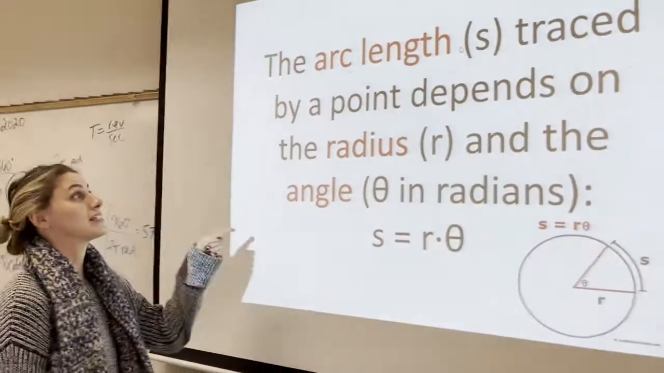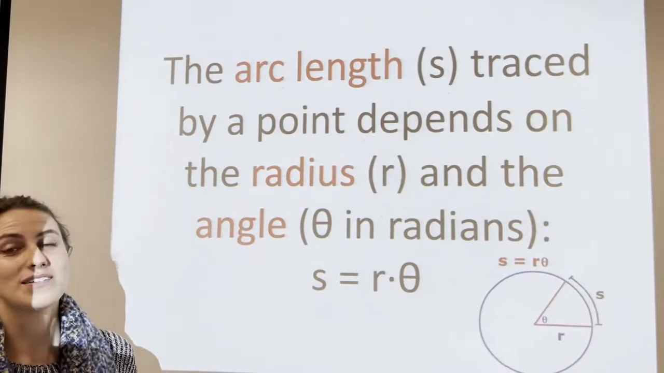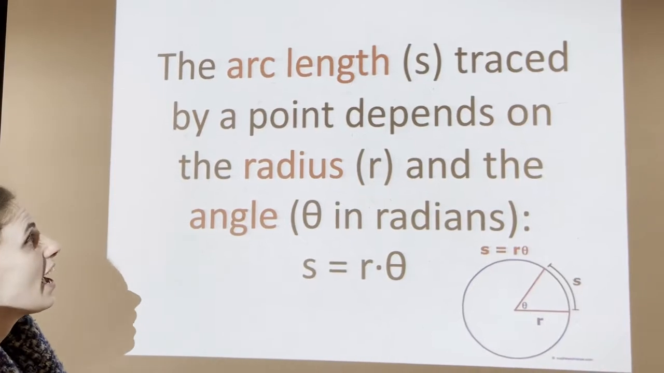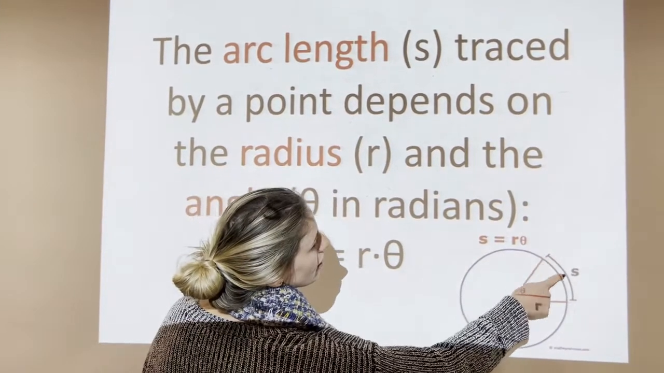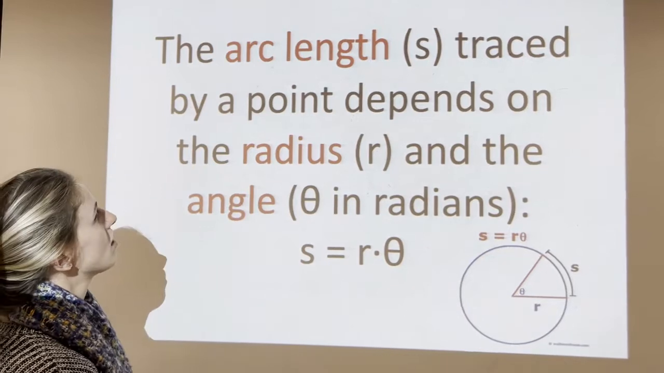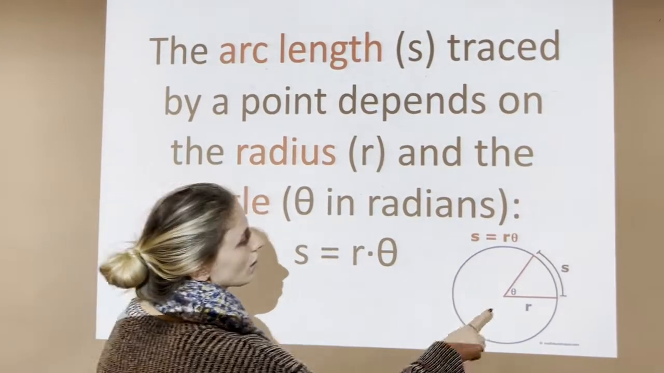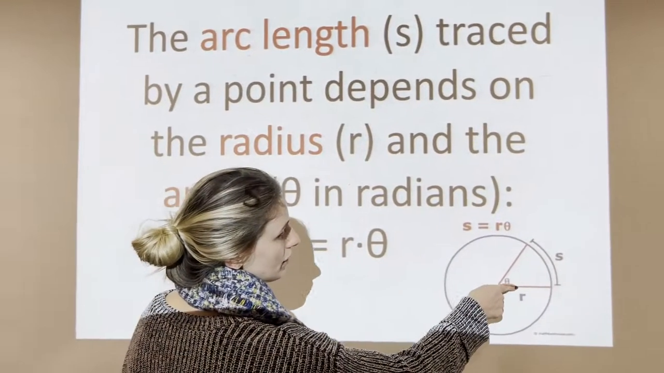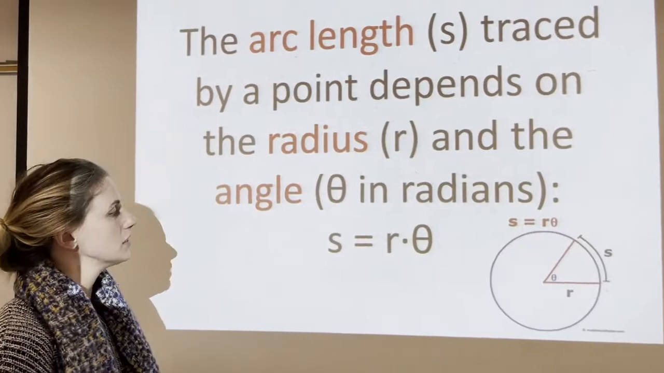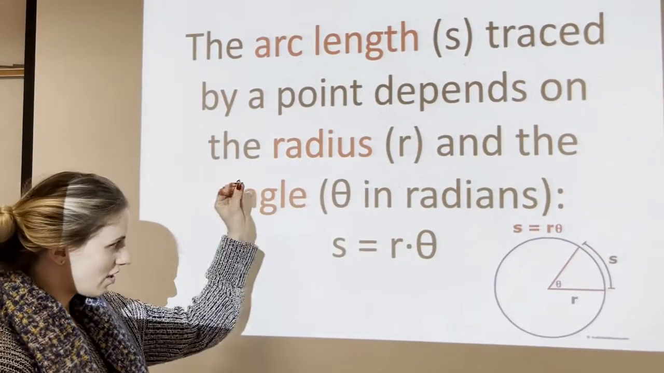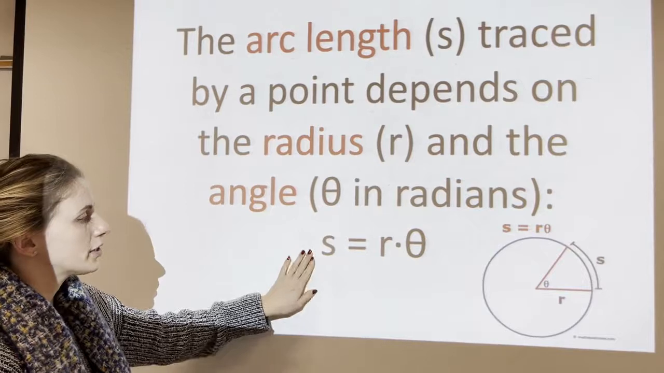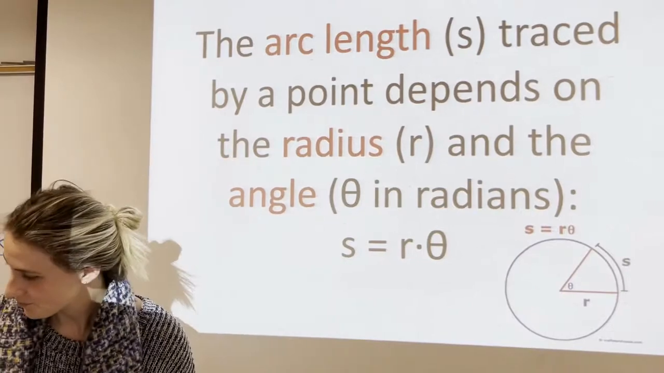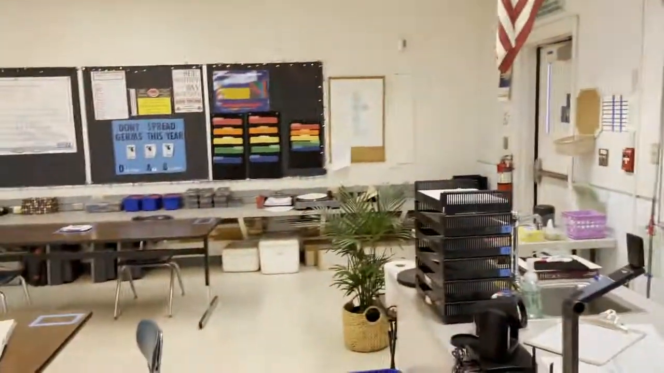Ooh, important. This is the single-handedly most important slide in this unit. The arc length S traced by a point depends on the radius r and the angle theta in radians. Write this down. This is your Rosetta Stone. This is what helps you go from linear to angular motion. Very important. You can kind of demonstrate that with a wheel.